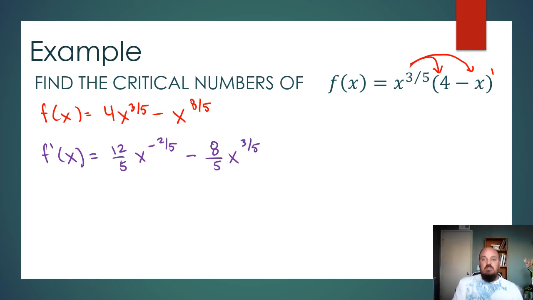So that's the derivative. I avoided product rule by distributing first. It was a little bit messy because of those fraction exponents, so just be careful there. But it was just power rule twice. Now, we have our derivative. The next step is to set it equal to 0 and solve.